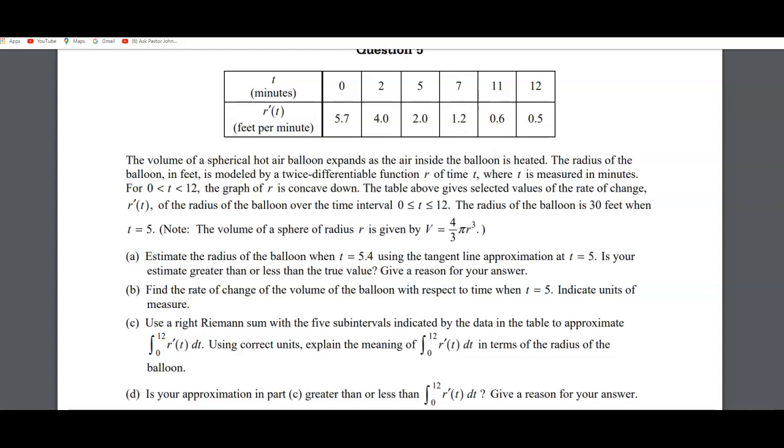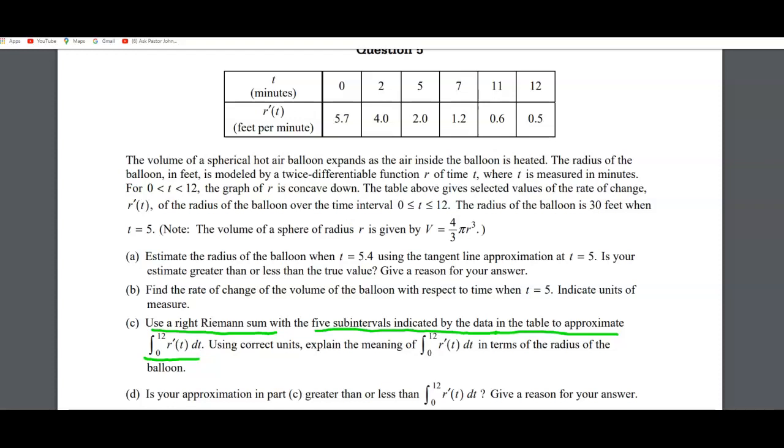So let's go ahead and begin. The first thing I want to focus on is part C. It says use a right Riemann sum with 5 subintervals indicated by the data in the table to approximate this, in other words, the area under the curve. Now there's a part that we haven't talked about in class yet, but it's not that hard, and I figure, let's at least break some ground here. We're definitely going to talk about this stuff later in class, but using correct units, explain the meaning of that. We don't know how to do that yet, but I'll show you. It's actually pretty simple. But the main thing I want to make sure you can do here is this green part for now. So let's focus on that.